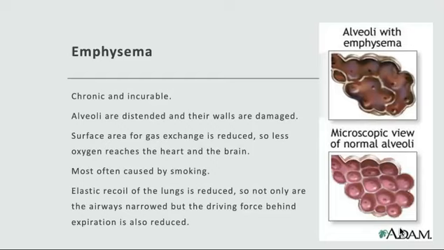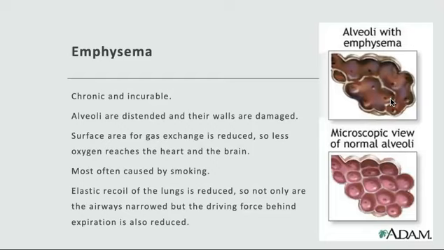And then we have emphysema. This is chronic and unfortunately incurable. And as we have our normal alveoli here, notice that we've got almost like a sack of grapes here, so lots of surface area. But when someone has emphysema, we start to lose that alveolar structure of those little grape-like sacs, and instead have these larger sacs, which reduces the surface area, meaning we're going to reduce the area that we have for gas exchange. So less oxygen is reaching the heart and the brain.